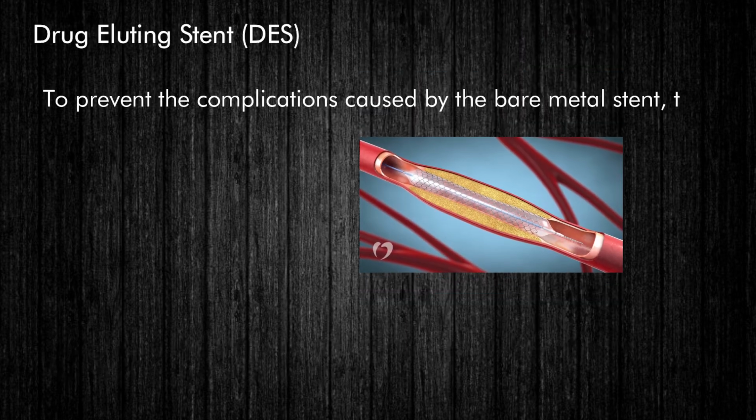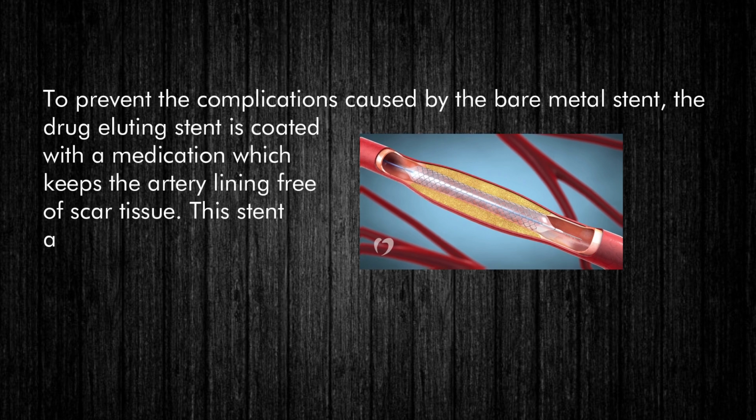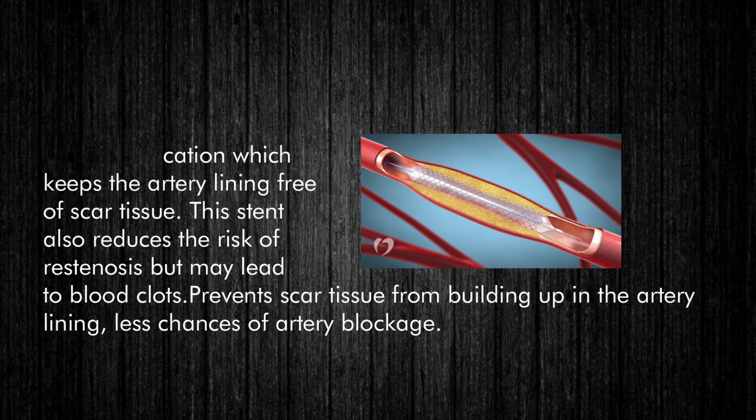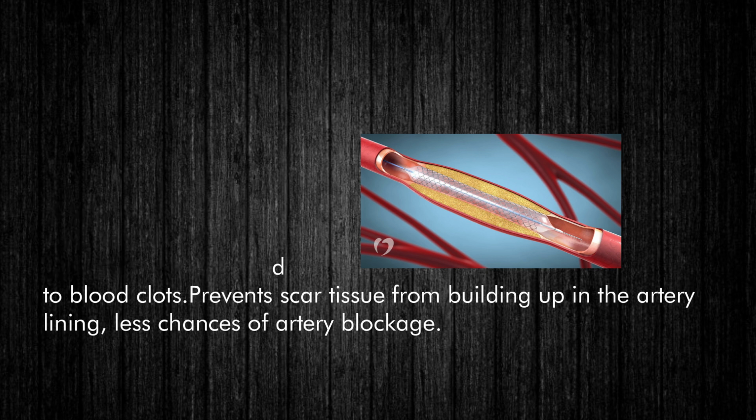To prevent the complications caused by the bare metal stent, the drug-eluting stent is coated with a medication which keeps the artery lining free of scar tissue. This stent also reduces the risk of restenosis but may lead to blood clots. It prevents scar tissue from building up in the artery lining, so there are fewer chances of artery blockage.